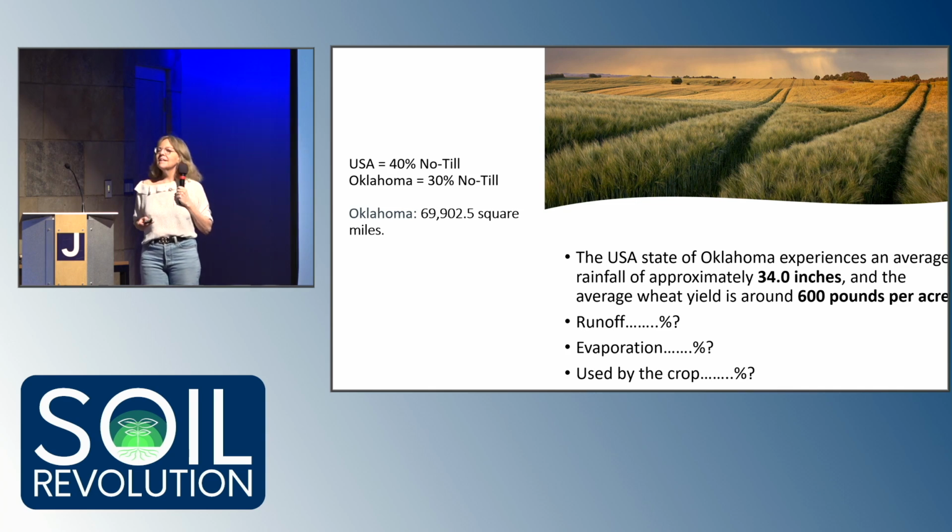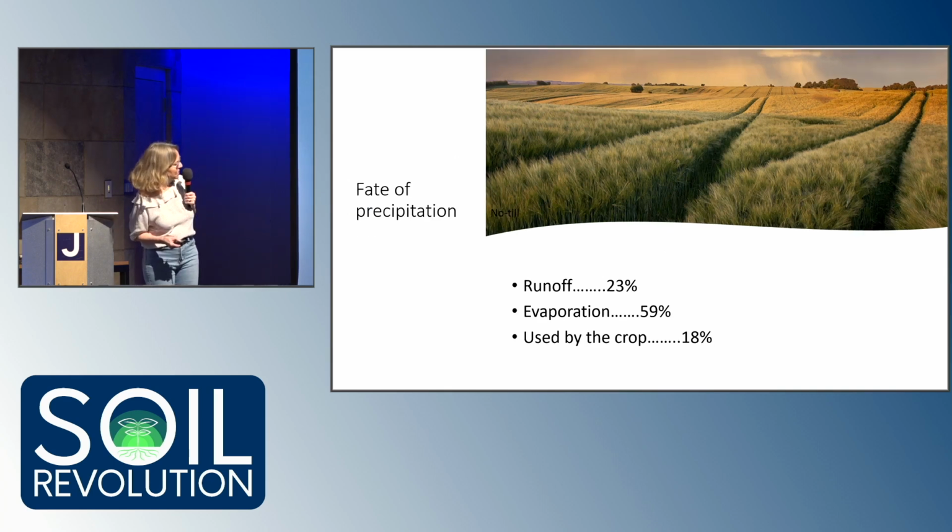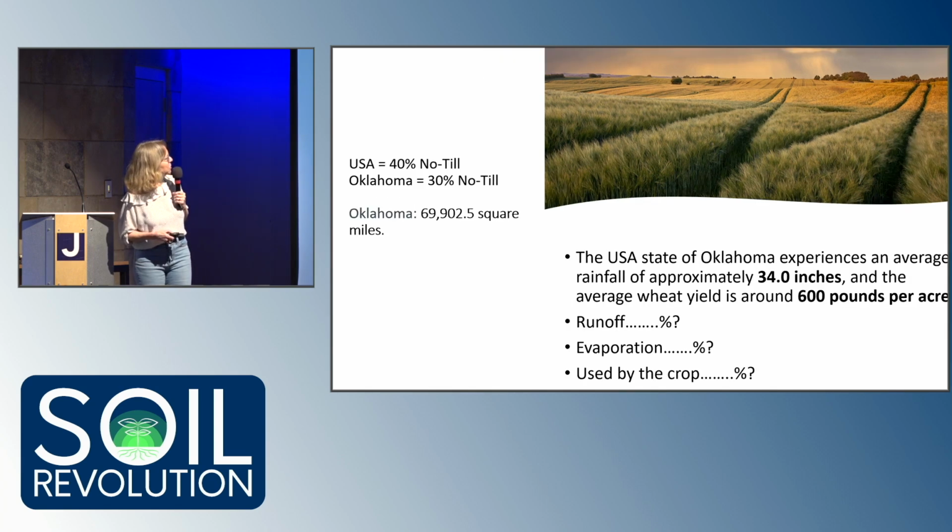What percent do you think the crop was using? So, what? 9? That's very bleak. Pessimist. 50, right? So it's that same idea. It's not just pray for rain, but use the rain you get. So here are the answers. Only 18%, which I think is still pretty grim. 23% statewide was running off, and 59% is evaporation.